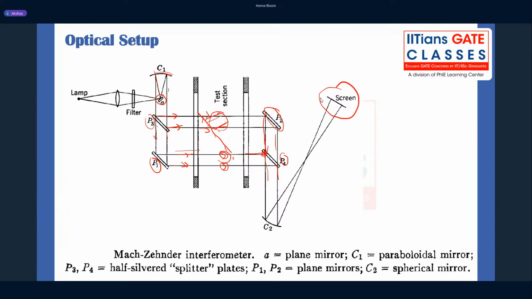Similarly, in a similar fashion, this also works. But the complexity is in setting up all those mirrors, either the half silvered mirrors or the splitter mirrors, and the plane mirrors in place precisely. That is where the complexity of the setup lies.